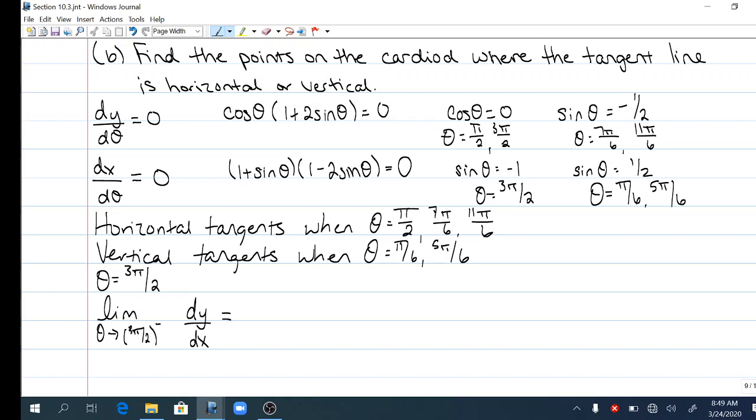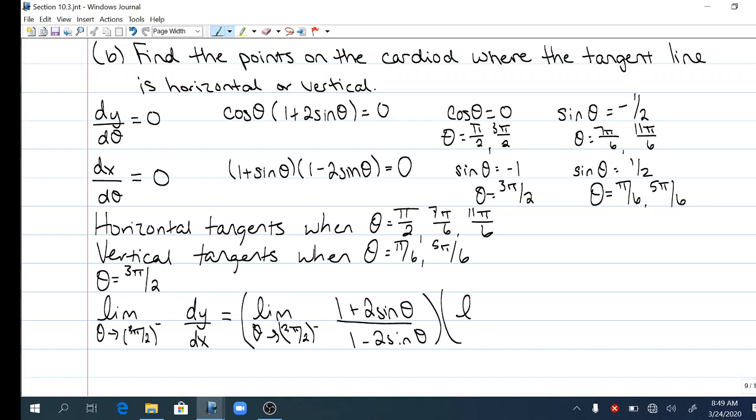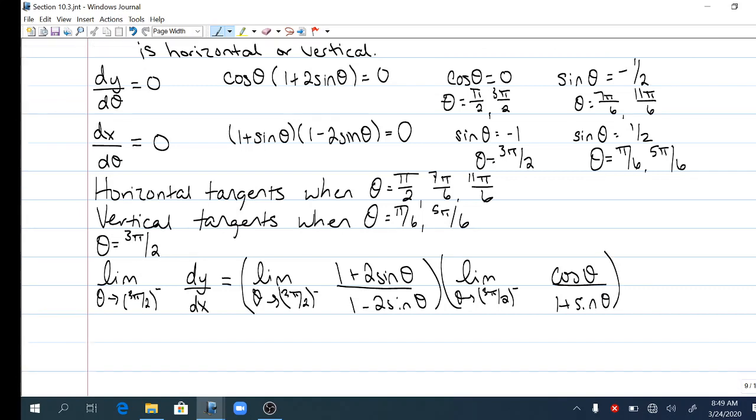So what I'm going to do is separate my limit into a product of 2. This only works if both of these limits exist. So I'm going to take the limit as theta approaches 3 pi over 2 from the left of 1 plus 2 sine theta over 1 minus 2 sine theta, times the limit as theta approaches 3 pi over 2 from the left of cosine theta over 1 plus sine theta. So I separated my fraction into a product of 2.